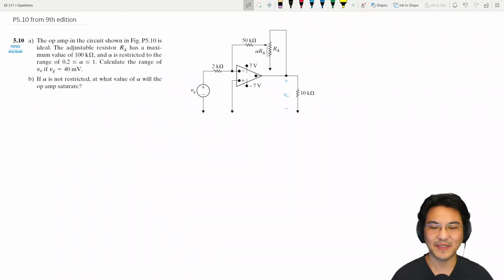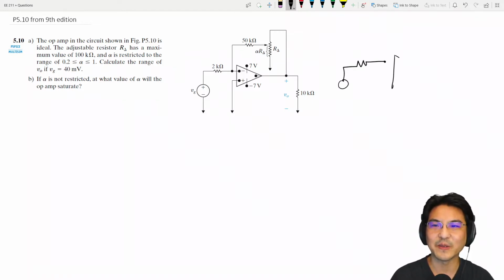Hey everybody, let's give this op-amp problem a try. And this one has a potentiometer here. You can think of it like, let me just sketch it real quick. Okay, so there's this 50K resistor that's kind of splitting up these two resistors like that.